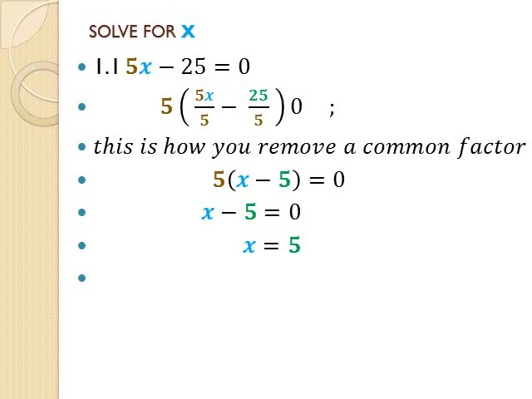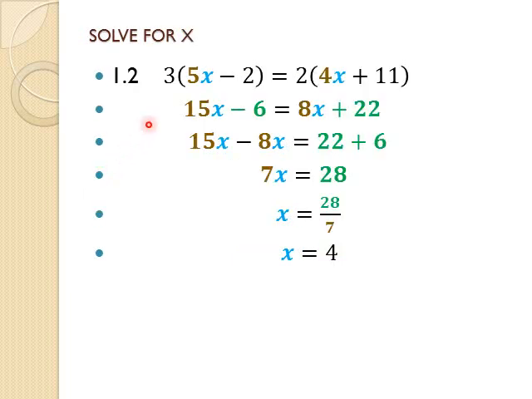Next problem. Right, so in this one, the first thing being tested, you still remember the distributive law. They gave me 3 times (5x minus 2) equals 2 times (4x plus 11). 3 times 5x, or 3 times 5, would give me 15x. 3 times negative 2 would give me negative 6. 2 times 4x gives me 8x. 2 times 11 gives me 22.